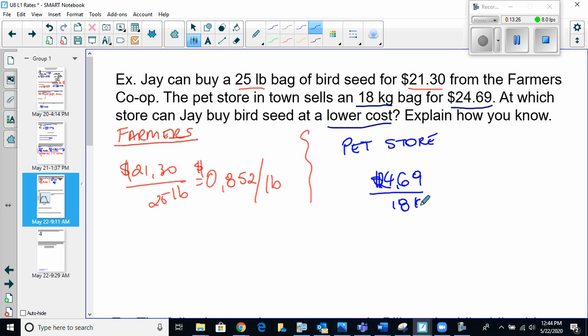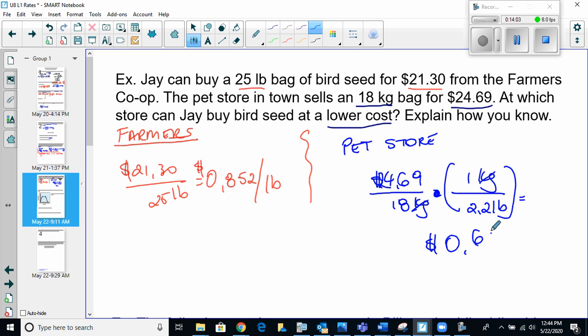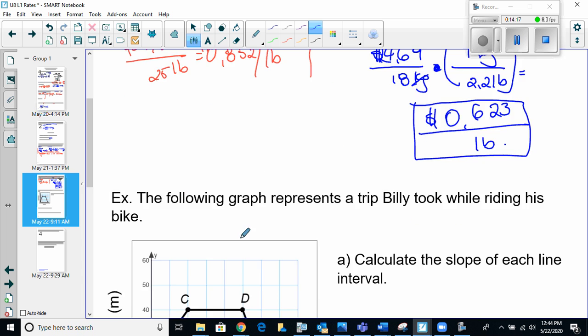I'll have 24.69 over 18 kilograms, and in 1 kilogram we have 2.2 pounds. So kilograms and kilograms cancel, and this will be the price per pound. So 24.69 divided by 18, and that divided by 2.2. The price will be 0.623, and there are some more digits, per pound. So the best price to buy, or the lowest cost, will be at the pet store.